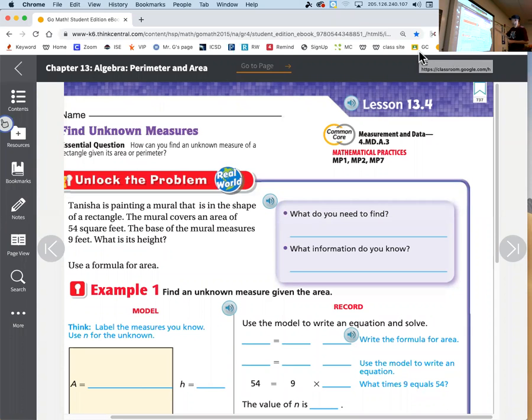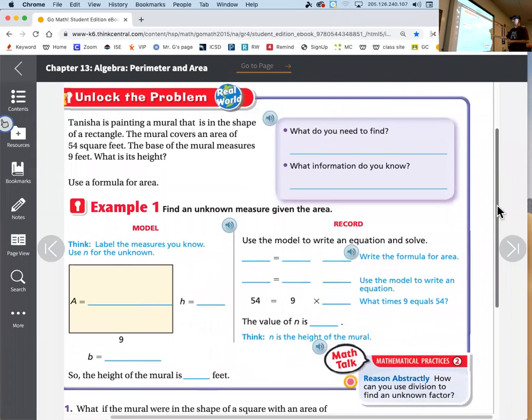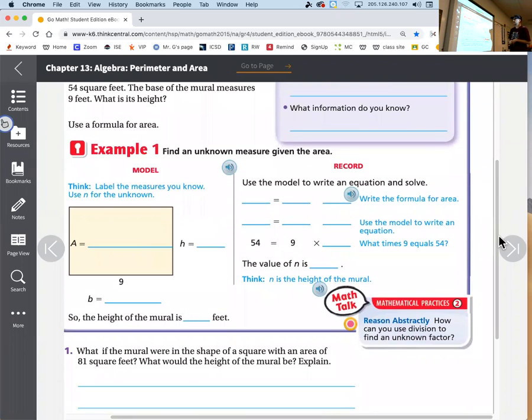So Tanisha's painting a mural that is in the shape of a rectangle. The mural covers an area of 54 square feet. The base of the mural measures 9 feet. What is the height? So look at what we've got right here. We got 54 square feet. So we know this is 54 square feet, okay? We also know that the base is 9 feet. So the base down here is 9 feet. We know that.